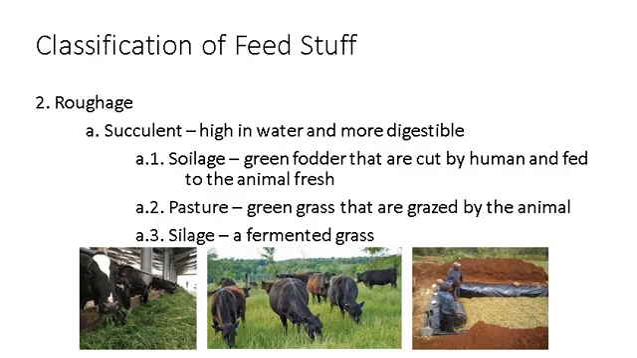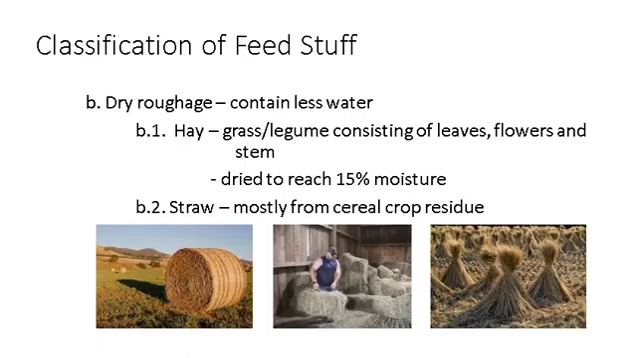Now, meron din tayong tinatawag na hay and straw. So yung sa hay, it's either grass or legume consisting of leaves, flowers, and stem. So they just cut it and create something like this and this. So merong mga special machines na ginagamit to create that one. They do this to easily store the hay.